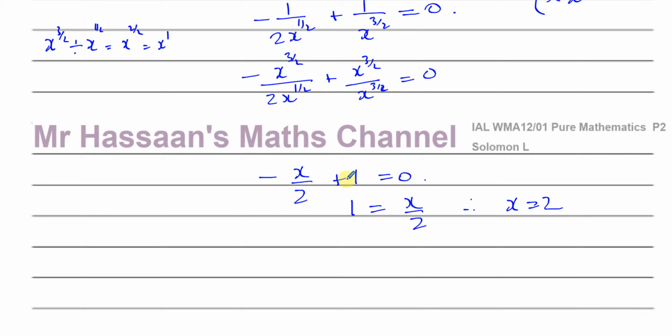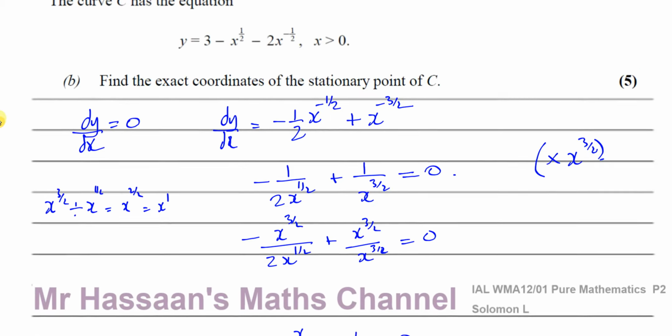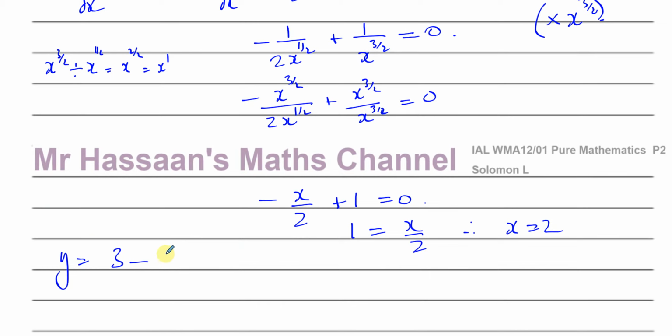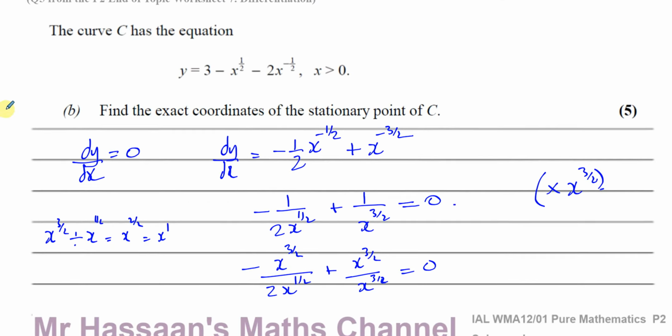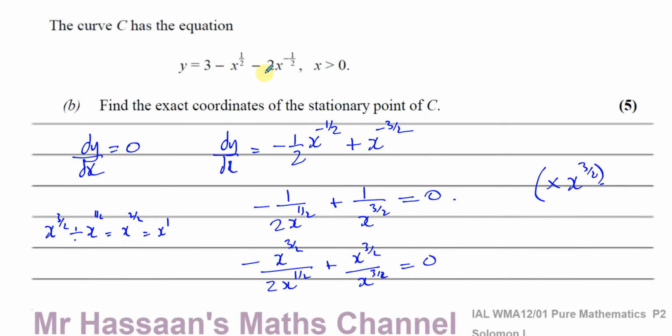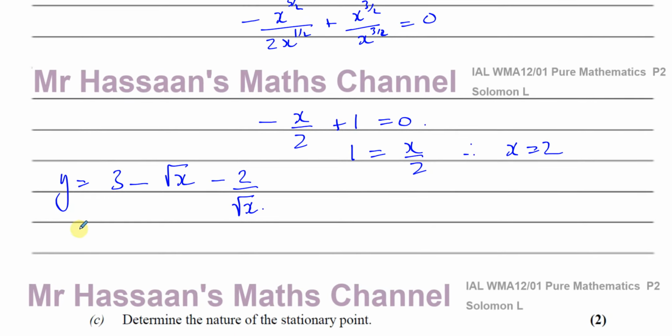That's the x coordinate of the stationary point. Remember, the equation of y is y equals 3 minus x to the power of a half, which is the square root of x, and you've got minus 2 over x to the power of a half, which is the square root of x. So this is just written in a form that's easy for me to substitute in. This is like 2 over root x, and this is like root x. Okay, so I can say when x is equal to 2, y is equal to 3 minus the square root of 2 minus 2 over the square root of 2.